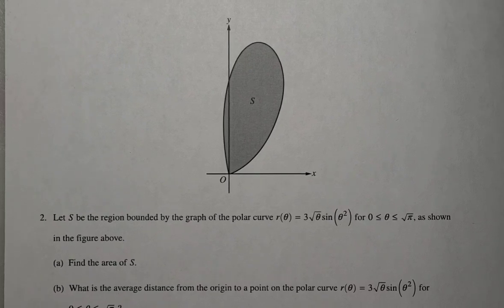So let S be the region bounded by the graph of the polar curve r of theta, which is this function, where theta is between 0 and square root pi, as shown in the figure above. Find the area of S. So we have to remember the formula to find the area of a polar curve: half the integral, over the limits, of r squared d theta.